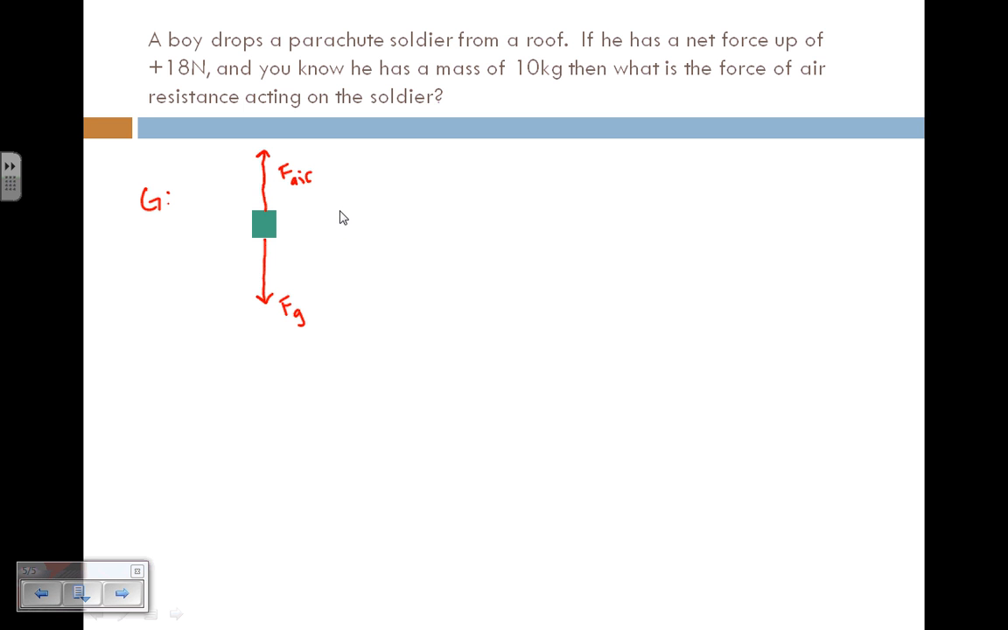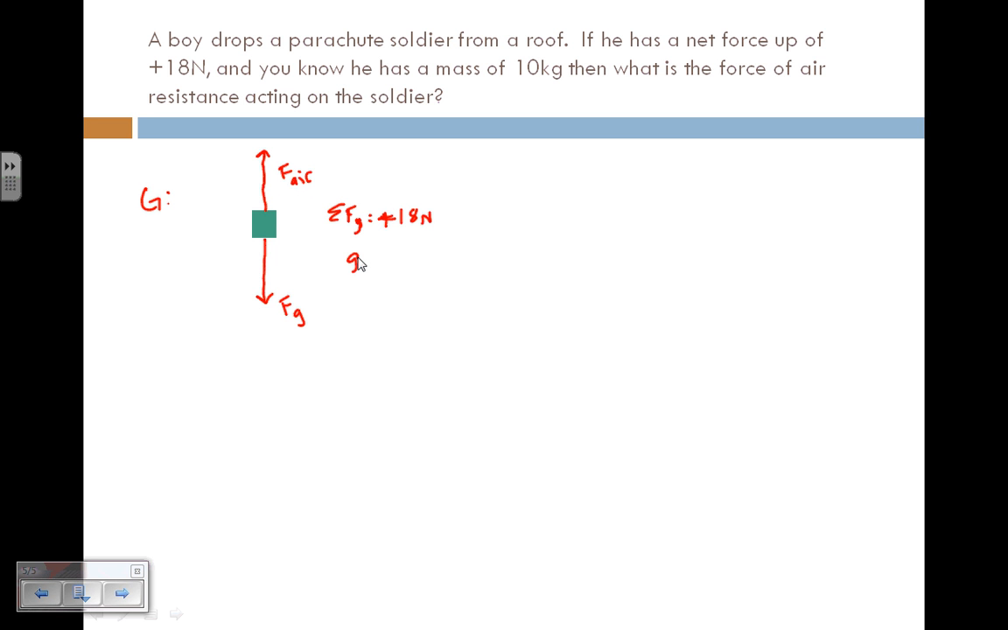We know that his net force in the y direction is equal to positive 18 newtons. Alright, so this positive 18 newtons gives us kind of a hint that the air resistance is going to be larger than the force from gravity, just because when we add them together we should get a positive answer, positive 18, and we all know that up is positive and down is negative. So that's kind of a little hint as to the direction that this parachute soldier's acceleration is going. In this case it's going up, so he's slowing down.